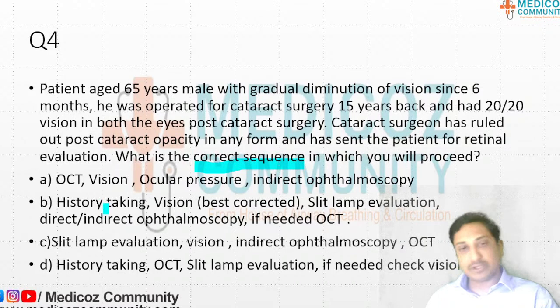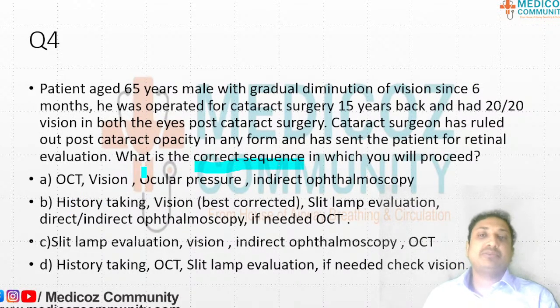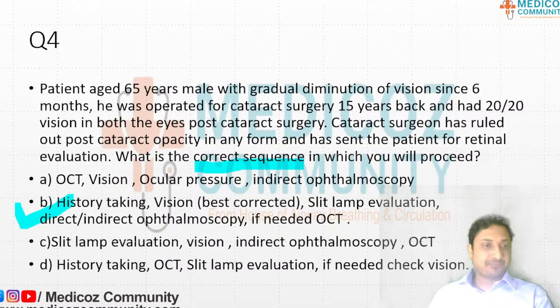So basically they want to ask you what is the sequence in which you examine the patient who is operated for cataract surgery. So you always take the history first, then you go for best corrected vision, then you go for slit lamp evaluation, then you go for direct and indirect ophthalmoscopy, and if needed, you go for modalities like OCT. So here the correct answer is B.